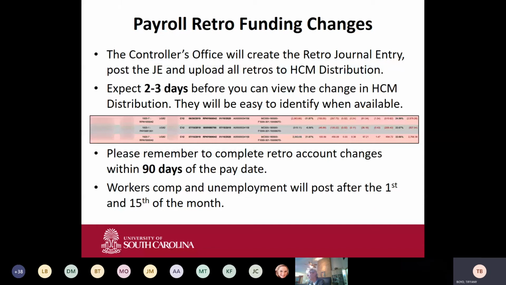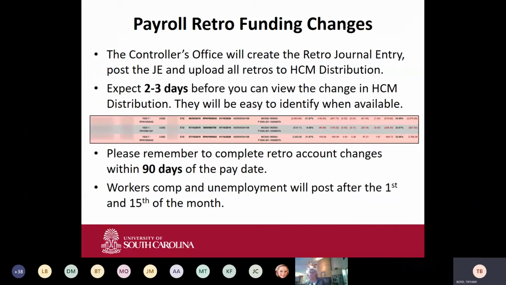And then again, just a reminder of the process. Once you submit your retro funding change request, the controller's office will generate the JE and upload those to HCM distribution. And it takes about 2 to 3 days, unless there's additional review required. So it's a lot faster than it was, and they're easily identifiable. It'll have an RPay number associated with it, and the lines will be pink once they're out there and available. And just remember to complete the account changes within 90 days of the pay date.